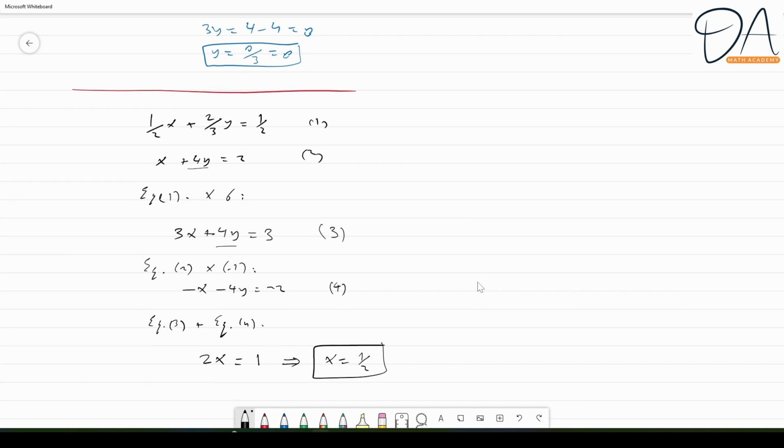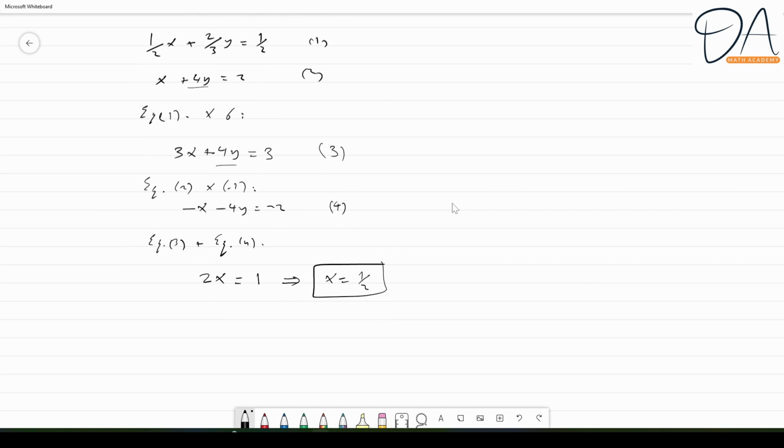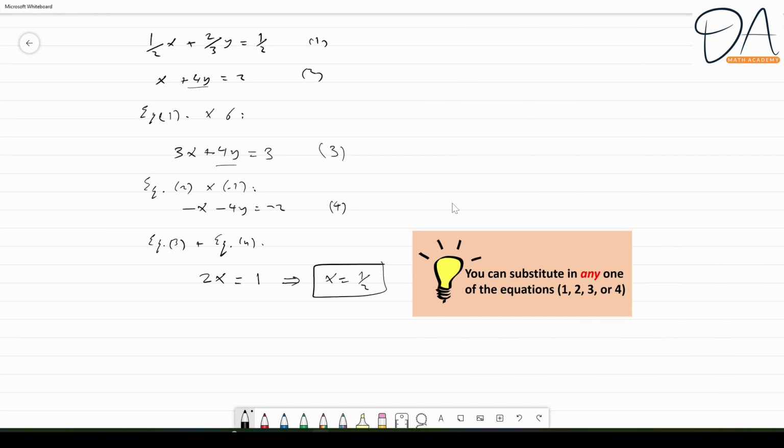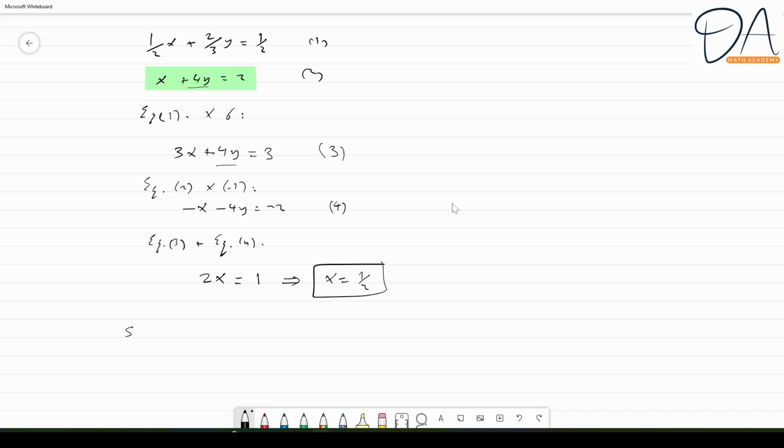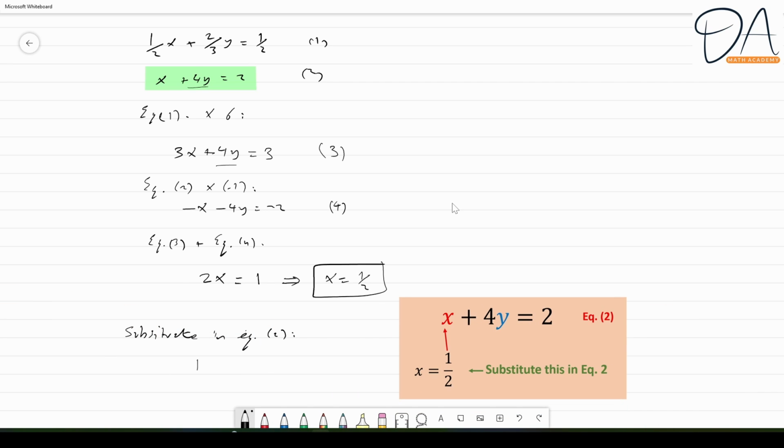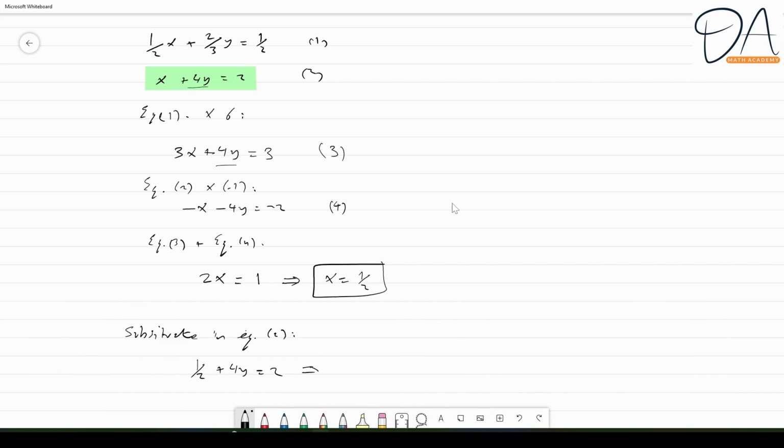And to get y, as we did in the previous example, we just need to substitute in any of the equations. So let's say we're going to substitute in equation number 2. Substitute in equation 2. And then what we'll get is 1 over 2 plus 4y equal to 2. And from this, we can move the half to the other side. So we get 4y equal to 2 minus 1 over 2. I can have 2 as common denominator. 2 times 2, 4 minus 1. That gives you 3 over 2.